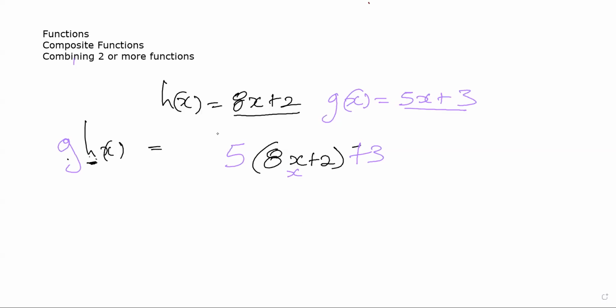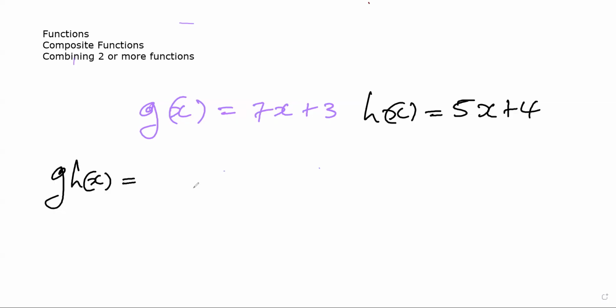And then we expand the bracket. 5 times 8, 40. 5 times 2, 10. And then we add the 3. These are the only like terms. Alright. So it's 40x plus 13, the 10 plus the 3. And that's it. Alright. Got it a while ago.